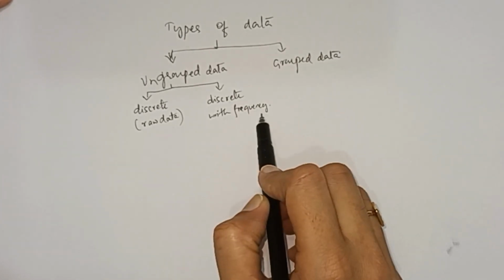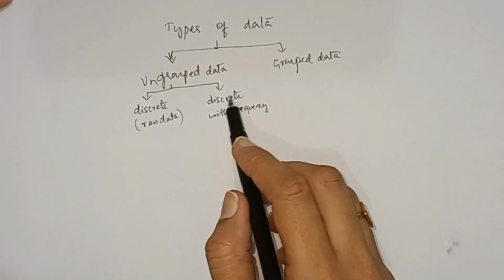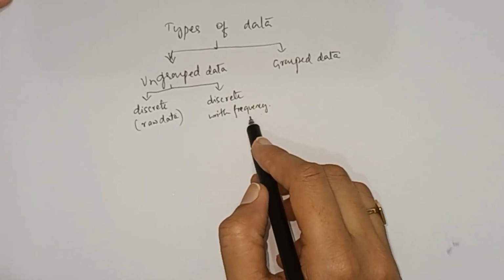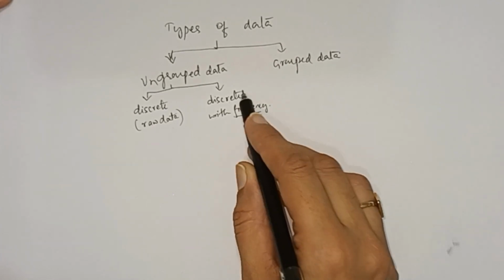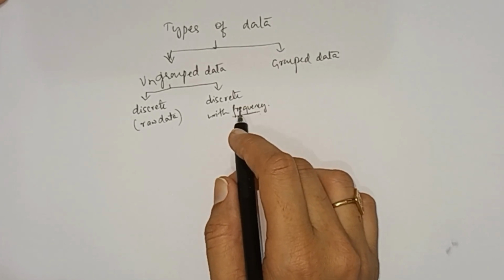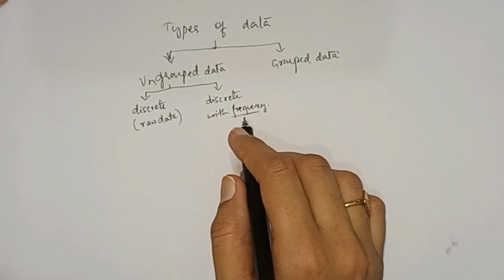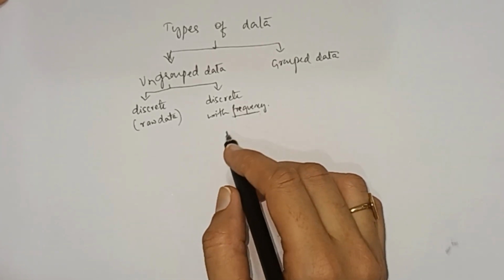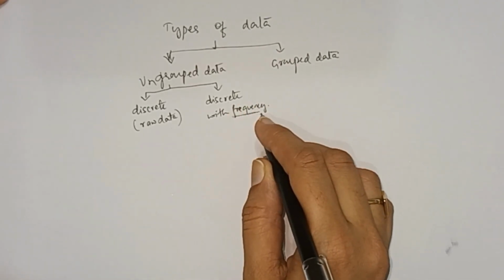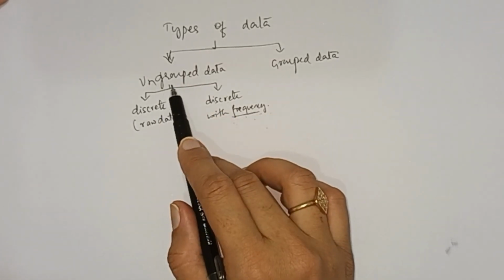Discrete data with frequency distribution means here along with the data points, when you have a huge number of items in a given data, then we can condense that data with the help of frequencies. We call that frequency distributed data. For example, suppose you have unit test marks of 100 students, then you can condense that data with the help of frequencies. There may be repetitions of data values. Those repetitions are counted as a frequency. Then we call it discrete data with frequency distribution. That comes under ungrouped data.